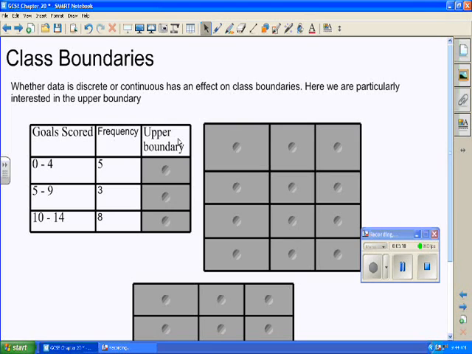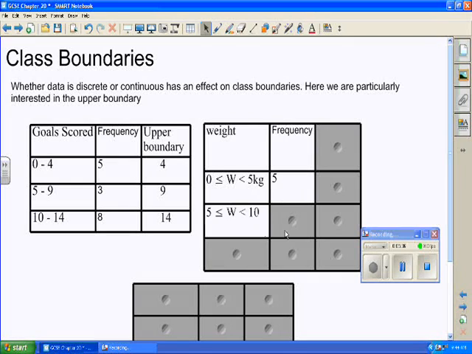Here's our frequency. Now, what we need to consider is what our upper class boundary would be. As it is discrete data, the upper class boundary should be quite simple. We can see that the upper class boundary here is 4, here is 9, and the last one, which you should be able to get yourselves, yep, that's right, it's 14. Now, if we consider something else like weight, weight is a continuous piece of data.